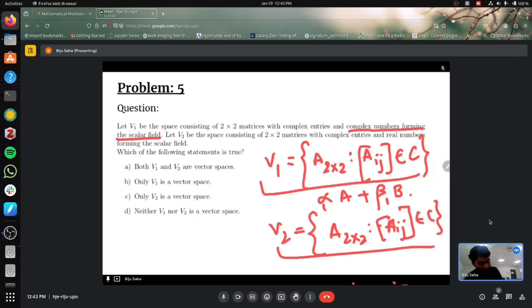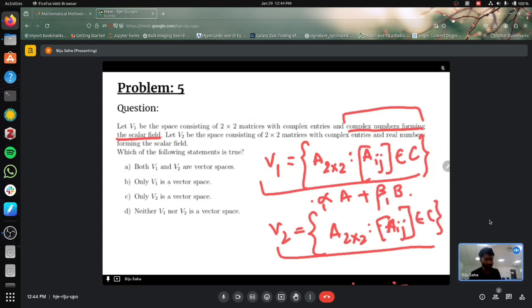In this case the underlying scalar field was complex, so alpha beta had to be complex, but here the underlying scalar field is real. So whatever scalar operation you are going to do on this vector space, the scalar elements are real, not complex. That is the difference. So this is an example of the same vector set which has two different underlying scalar fields.